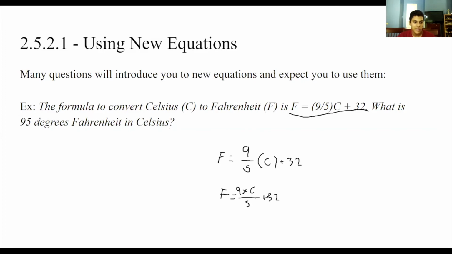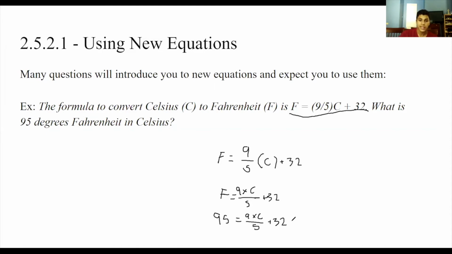So if I put 95 in where Fahrenheit is, because that's a logical thing to do, now all I have to do is solve for C, because now I have an equation with one unknown variable. And since we know how to solve for that using the equation equality rule, we just have to solve for C. So my equation is 95 equals 9 times C over 5 plus 32.